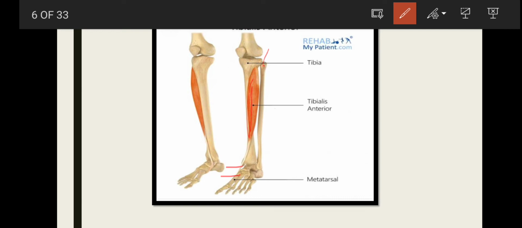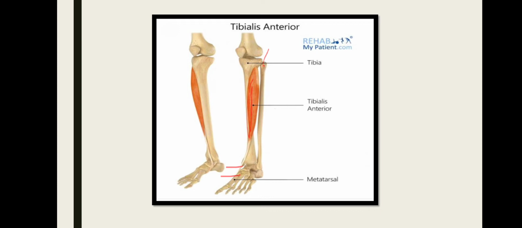So you have to remember like this: tibialis, so it takes its origin from the tibia. Now anterior, so it is in the frontmost region, so it is towards the base of first metatarsal bone, and also to the medial cuneiform. That is tibialis anterior.